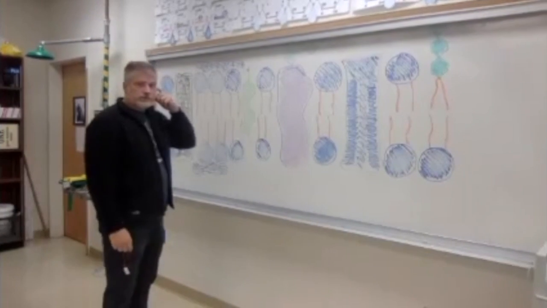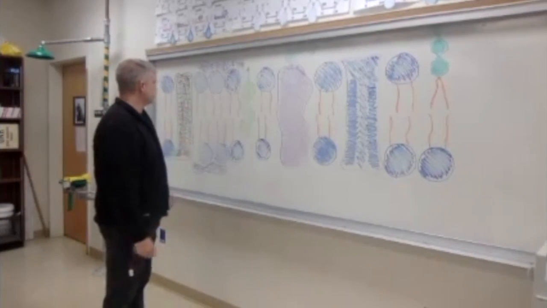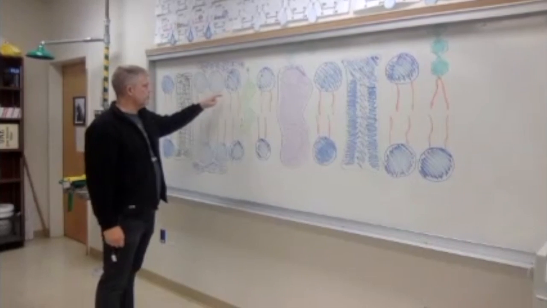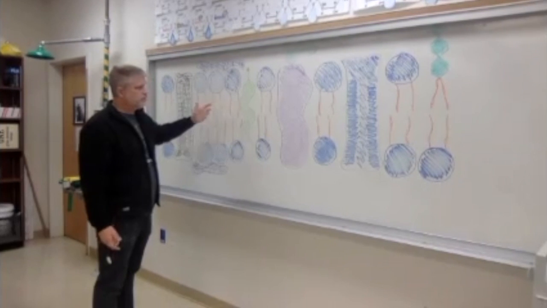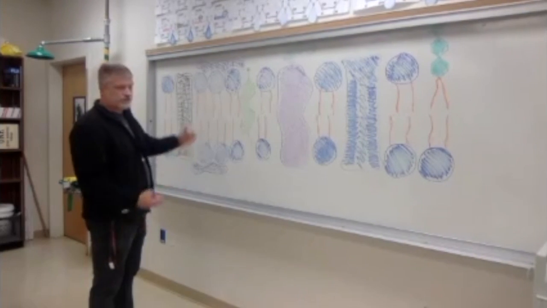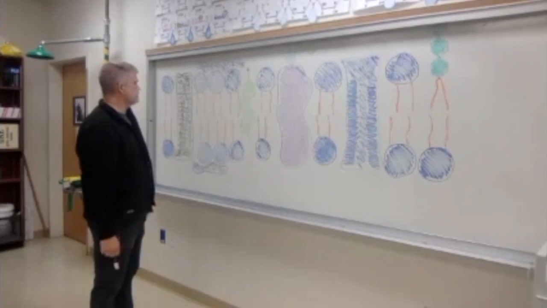Here we have the phospholipid bilayer, cell membrane. You can see it's composed mostly of the phospholipid. You're looking at the polar heads and the nonpolar tails. And again, they're arranged to where the tails are facing each other.